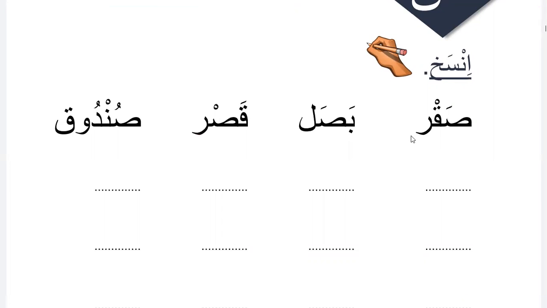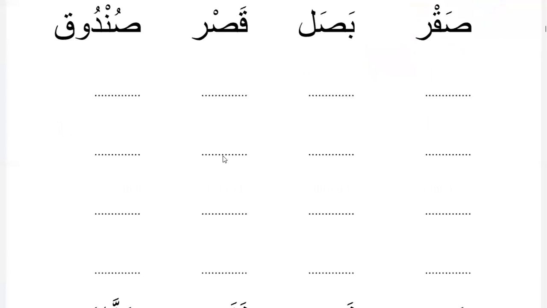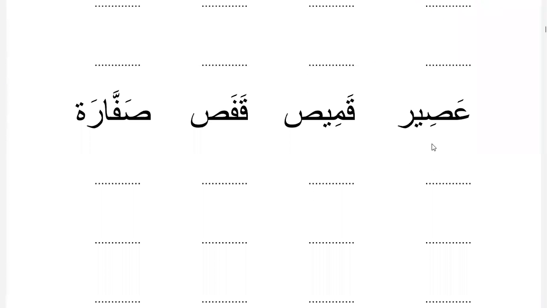In the copy, just tell me the meaning of this word, Rian. Yes. Sakar means falcon. Good. Buzzal means onion. Good. Kasr means palace. Good. Sunduk means box. Good. Latifa. Asir means the juice. Kamis means shirt. Kafas means cage. Safara means whistle.